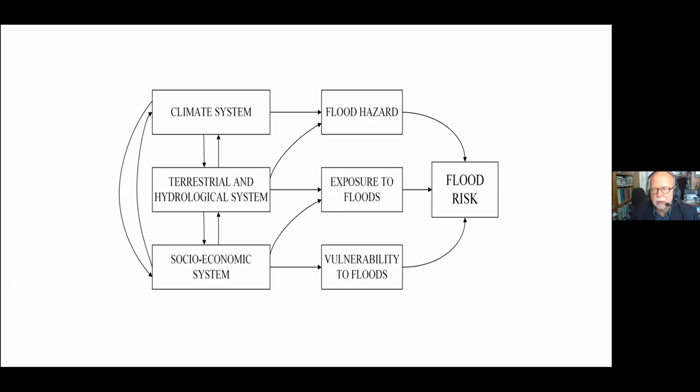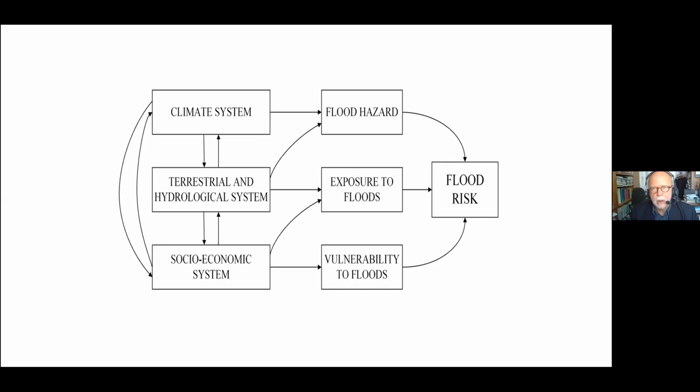Sometimes this function is assumed to be a simple multiplication and simple product. And these three elements of risk depend on the climate system, terrestrial and hydrological system, and socio-economic system. There are complex interlinkages between these boxes. For instance, it is quite clear that climate system drives flood hazard, but it is also related to terrestrial and hydrological system and to socio-economic system. One could make this story even more complicated, but I just marked the most important arrows in this diagram.